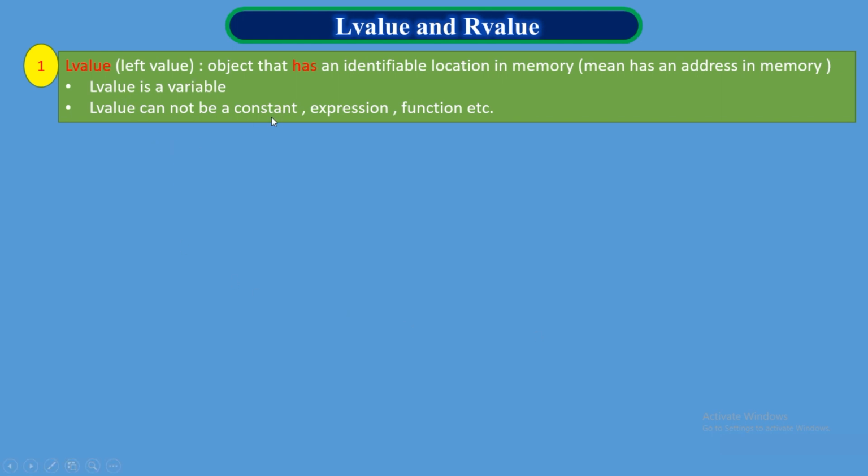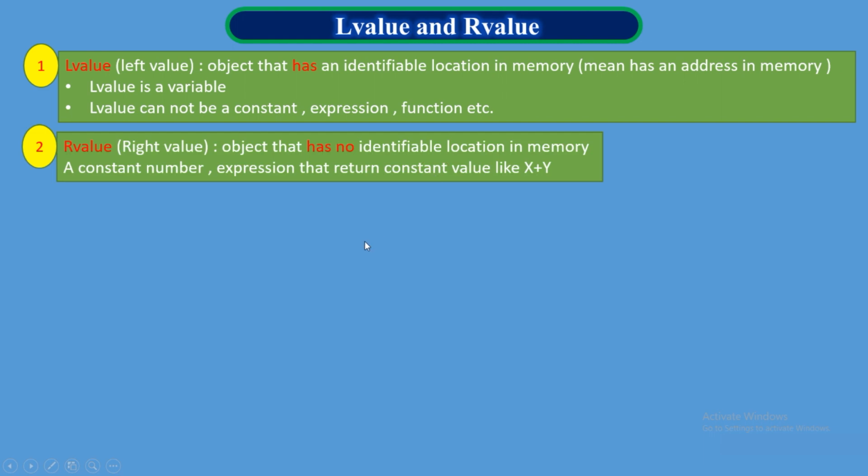An L value cannot be a constant, a number, an expression, or a function. R value means right value, an object that does not have any identifiable location in memory. An R value may be a constant, a number, or an expression like x plus y.